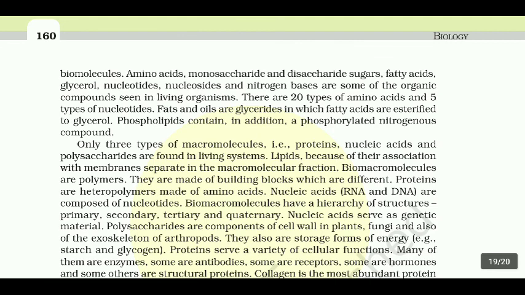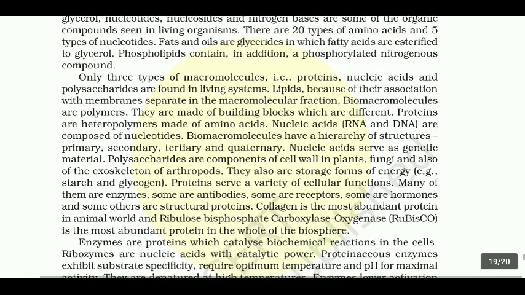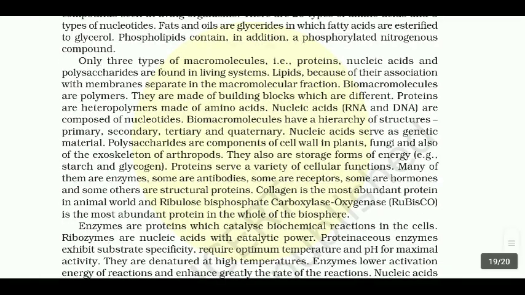Biomacromolecules are polymers. They are made of building blocks which are different. Proteins are heteropolymers made of amino acids. Nucleic acids, RNA and DNA, are composed of nucleotides. Biomacromolecules have a hierarchy of structures: primary, secondary, tertiary, and quaternary. Nucleic acids serve as genetic material. Polysaccharides are components of the cell wall in plants and fungi, and also of the exoskeleton of arthropods. They also are storage forms of energy, for example starch and glycogen. Proteins serve a variety of cellular functions.